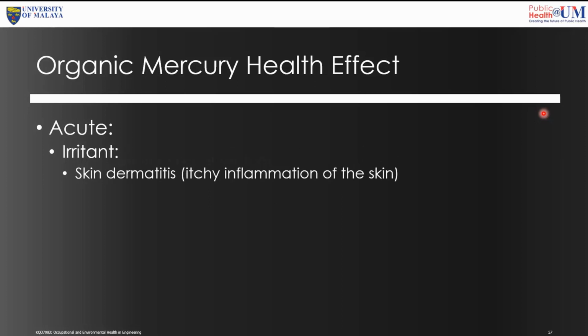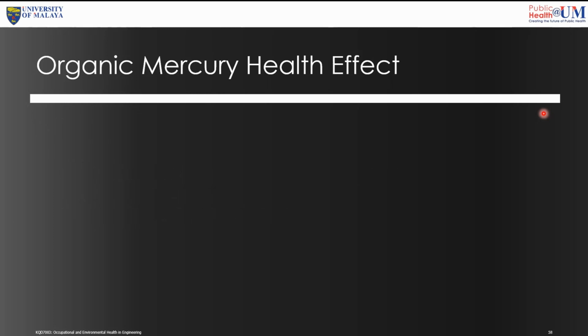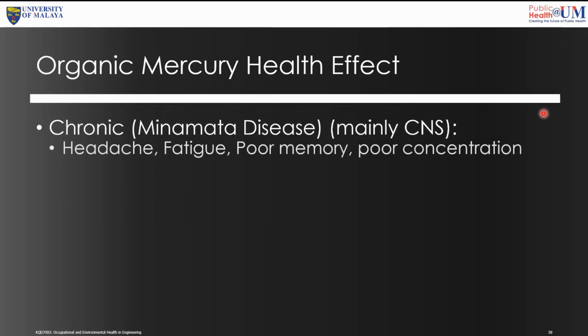It causes skin dermatitis and perforation of the nasal septum. The nasal septum is the septum between the two nostrils, nostril 1, nostril 2. The part between the nose is called the septum. So there is perforation of the nasal septum. It causes chemical burns and also ulceration. Basically, it can cause burns, and that's why it causes chemical ulceration.